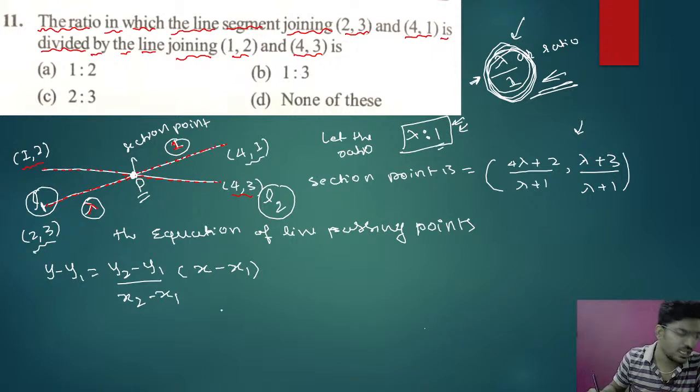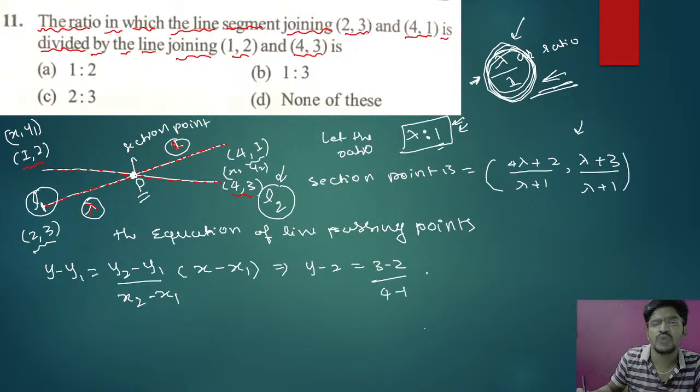Now you take this line: y minus y1 equal to (y2 minus y1) divided by (x2 minus x1) into (x minus x1). Now take your second line, your L2, because L1 is over. You can take this as x1, y1 and this as x2, y2. So y minus y1 is 2, equal to y2 minus y1, that is 3 minus 2, divided by x2 minus x1, that is 4 minus 1.